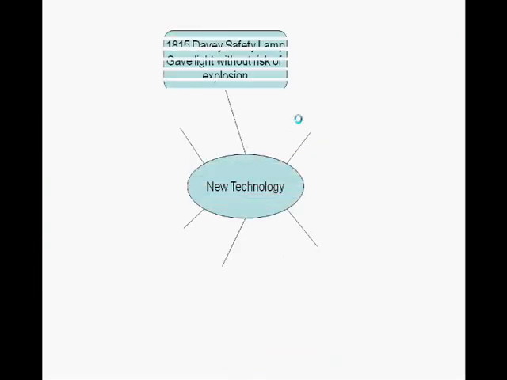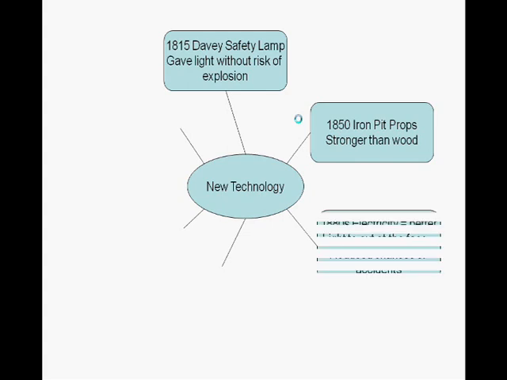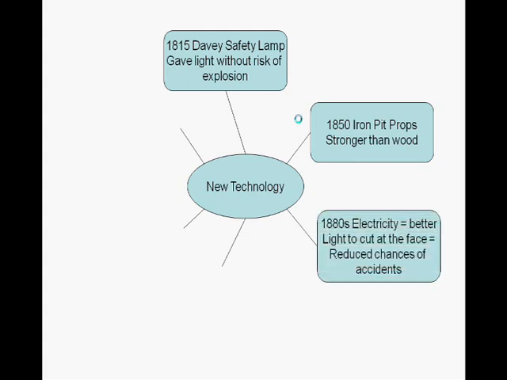So next up, new technology. This is in coal mines. You should put coal mines in there. So in 1815, the Davy safety lamp gave light without the risk of explosion. In 1850, they used iron pit props instead of wood, which obviously made it safer because there were fewer chances of the mine collapsing. In the 1880s, they introduced electricity, which meant there was better light to cut at the coal face, where the actual coal was, which reduced the chances of accidents.